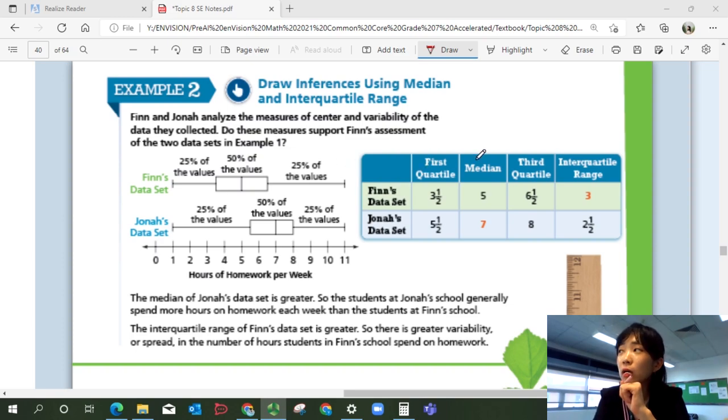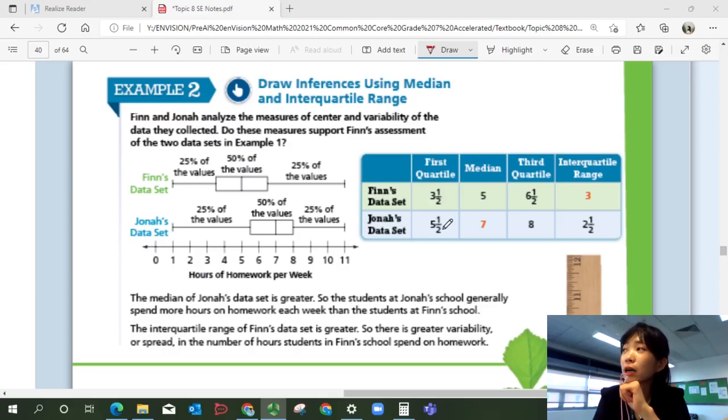So if you look at all the important points, the first quartile for Finn's data set is 3.5. The median is 5. The third quartile is 6.5. The interquartile range is 3, because Q3 minus Q1 is 3.